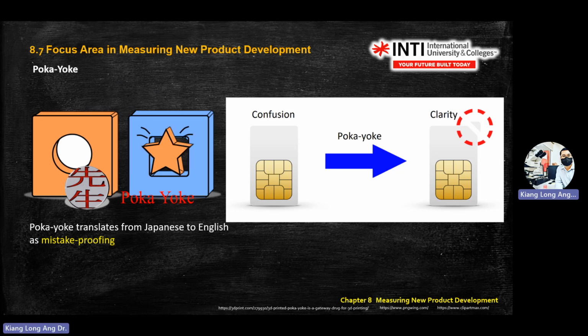For example, your SIM card. There's a certain way you insert the SIM card. If you insert it the wrong way, it cannot go in. This is called Pokayoki. They also call it idiot proof. There are lots of designs nowadays that are Pokayoki designs.